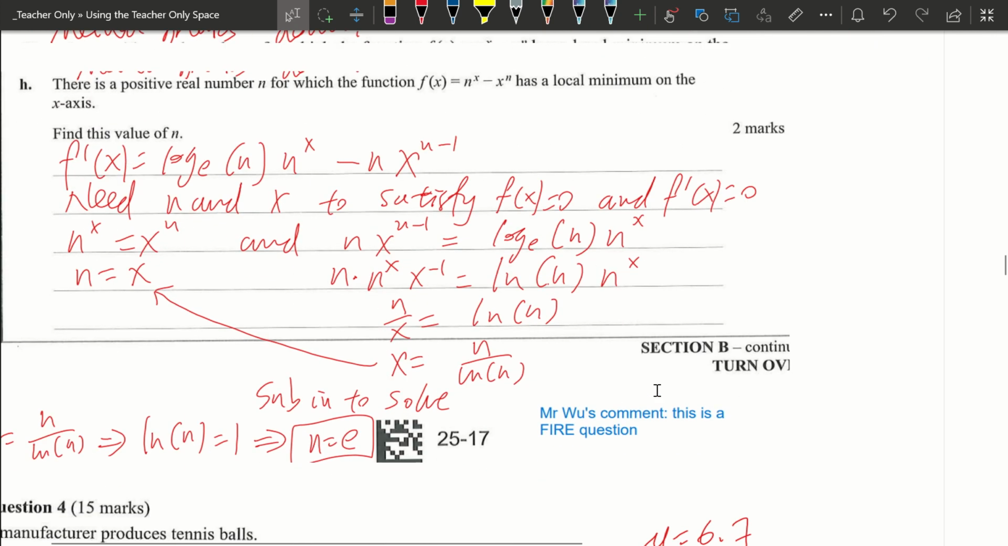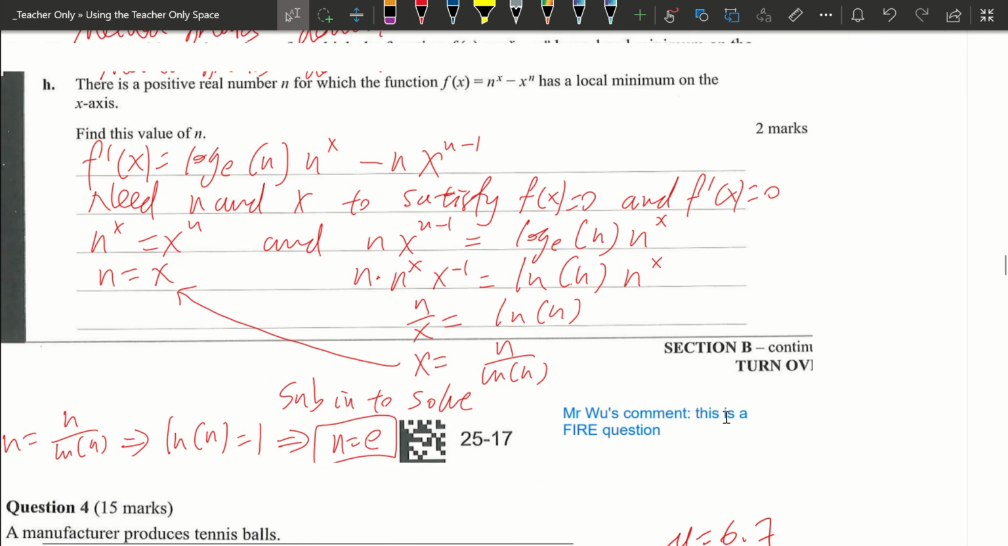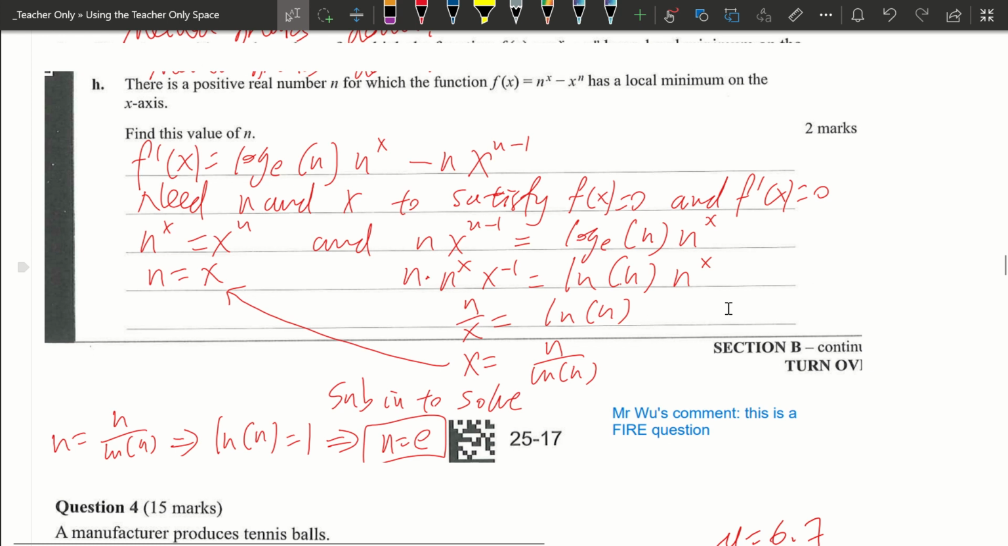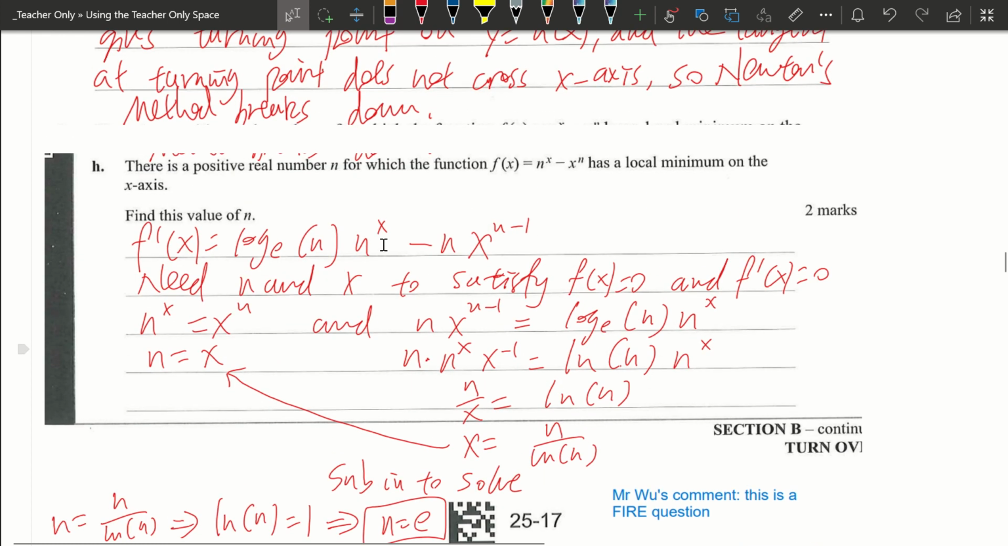Okay, here's my comment for question H. This is a fire question, and I'll explain why. It is super fire, this one. There's a positive real number n for which n to the power of x minus x to the power of n has a local minimum on the x-axis. Find the value of n.